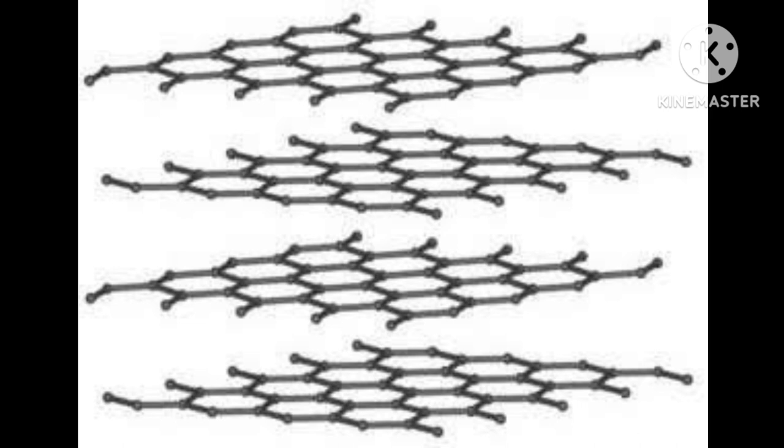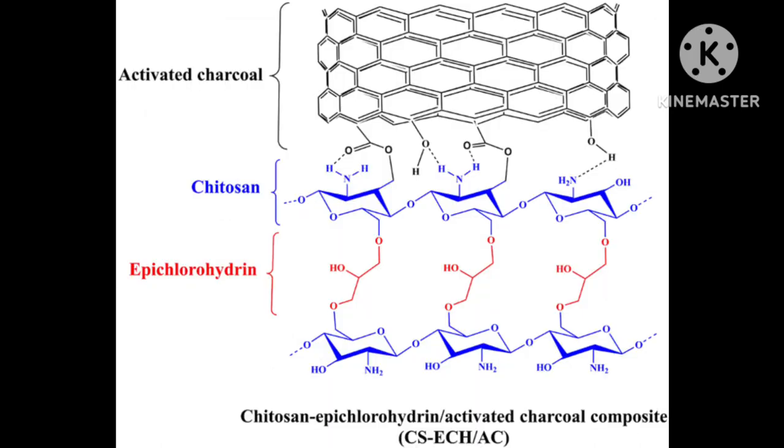Two, three things here you have to understand, because questions are asked. First, between the layers, van der Waals forces will work. Second, the distance between the two layers is 340 picometer. Third, each layer is composed of planar hexagonal rings of carbon atoms. Fourth, the carbon-carbon bond length within the layer is 141.5 picometer. Each carbon atom in a hexagonal ring undergoes sp2 hybridization. In diamond it is sp3, but in graphite it is sp2 hybridization.